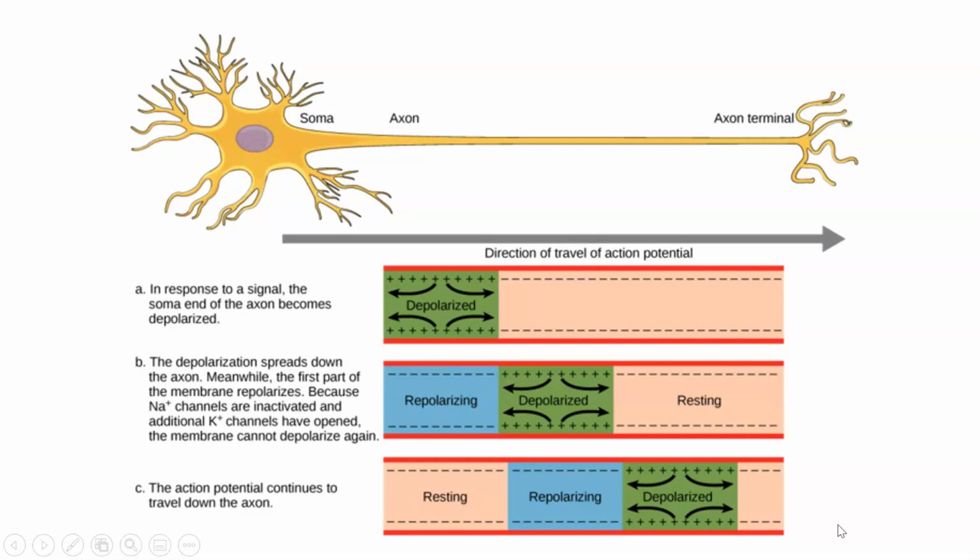So it's just this continuous cycle, and this pulse of depolarized ions, or current, moves along the axon.